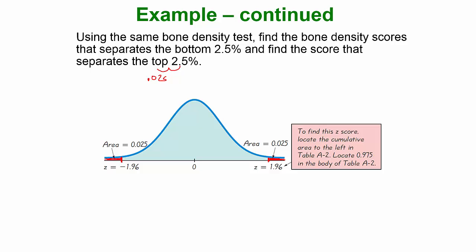Now when you have a position like this where you have a right and a left, always look up the one that's on the left because that's the way your table's set up. It's always left, not right. So I'm going to look up in the body of my table and I'm going to scan for the 0.025. I'm going to show you two ways. So let's first look up 0.025 in the body of the table.